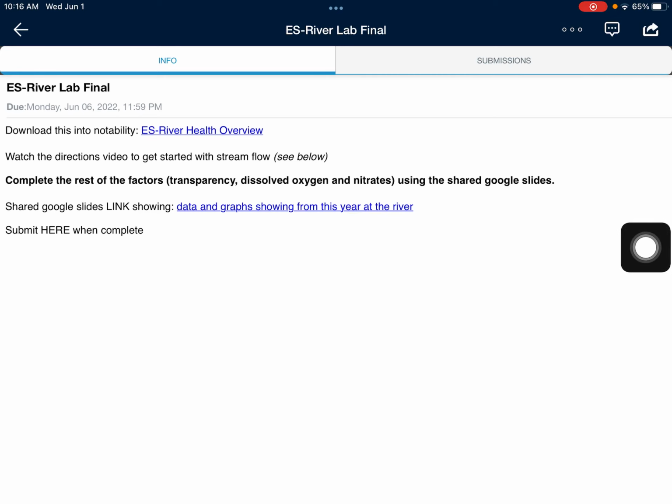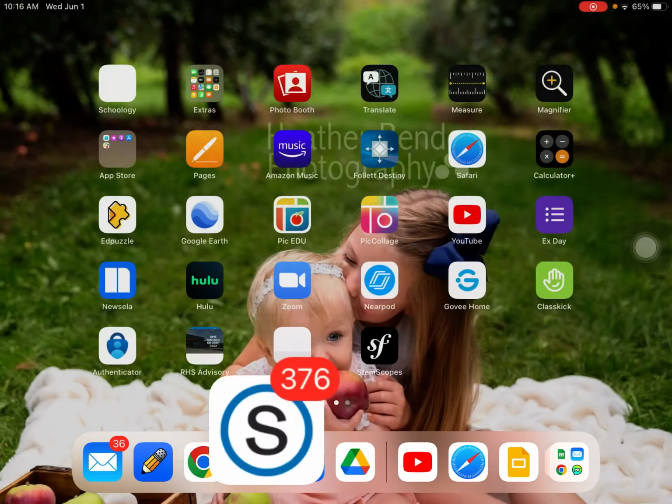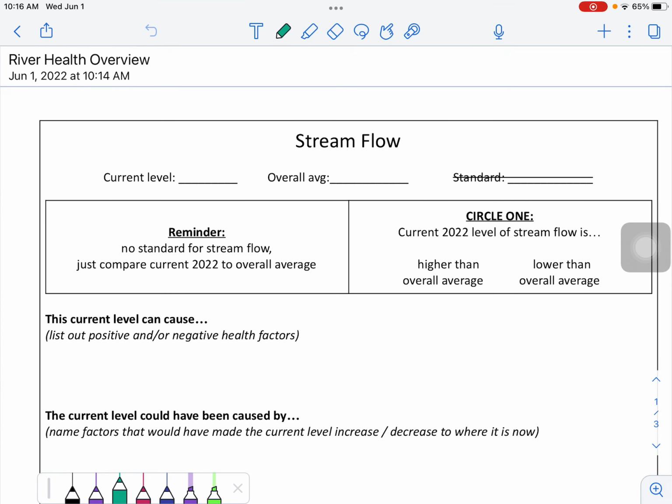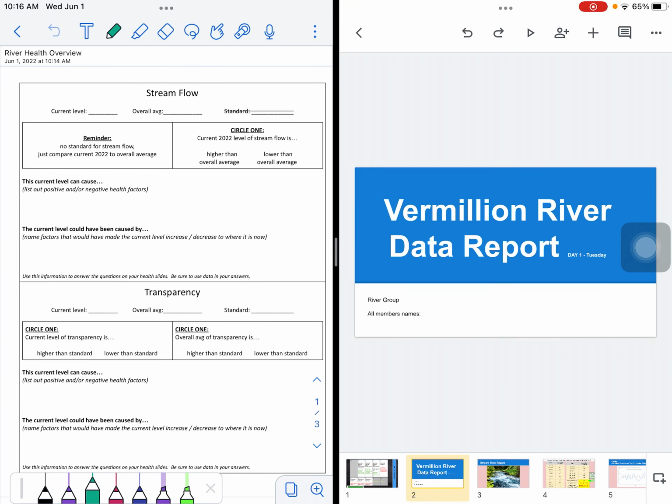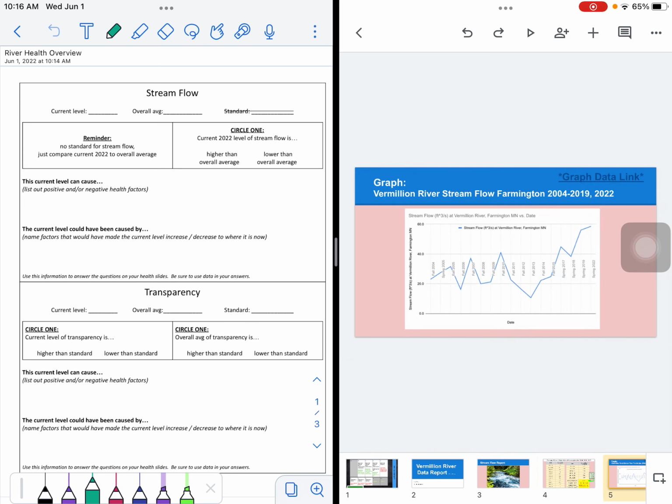So to complete this lab the best, we want to have two things on our screen. We want to be looking at this file in Notability along with our shared Google Slides that have all the data and the graphs. So you want to get that set up. In order to first figure out where the river's health is at, we want to know what are the current levels and the overall averages and compare those to the standard.